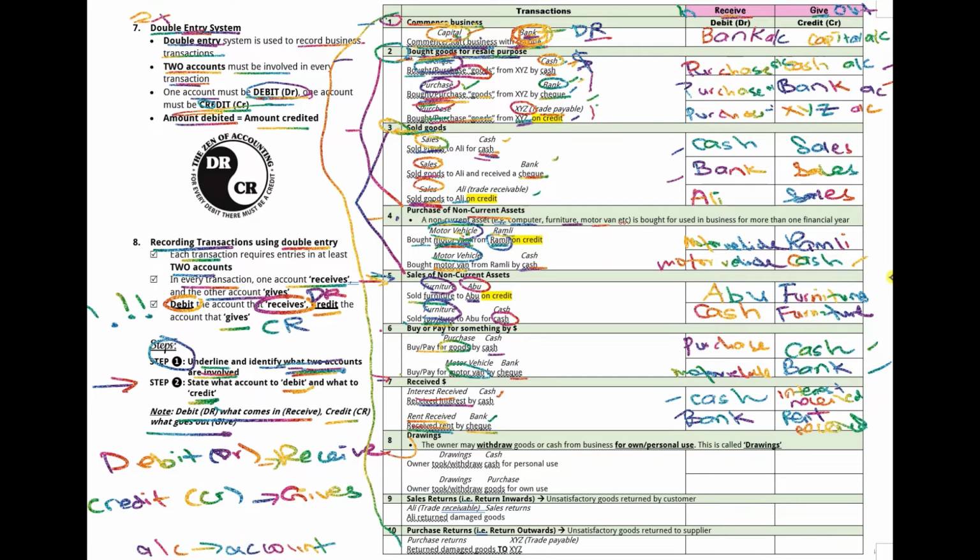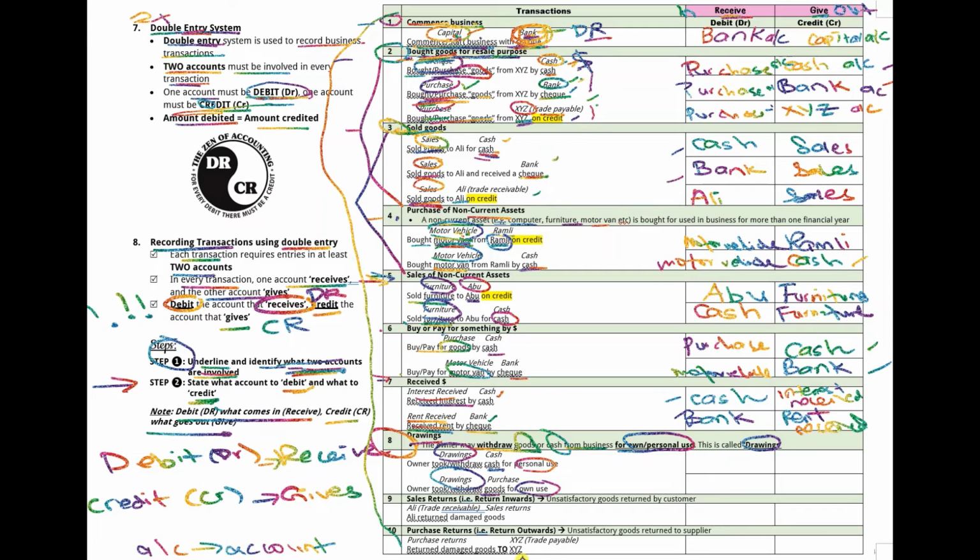And next one, number 8, is about drawing. Drawing is a new term. It's when the owner withdraws the goods. It can be he withdraws the goods, or he can withdraw the money from the business for his own use. It's called drawing, okay? When the owner takes out something from the business for his own use, it's called drawing. It could be he takes out cash for his own use, or he could take out goods for his own use, okay?